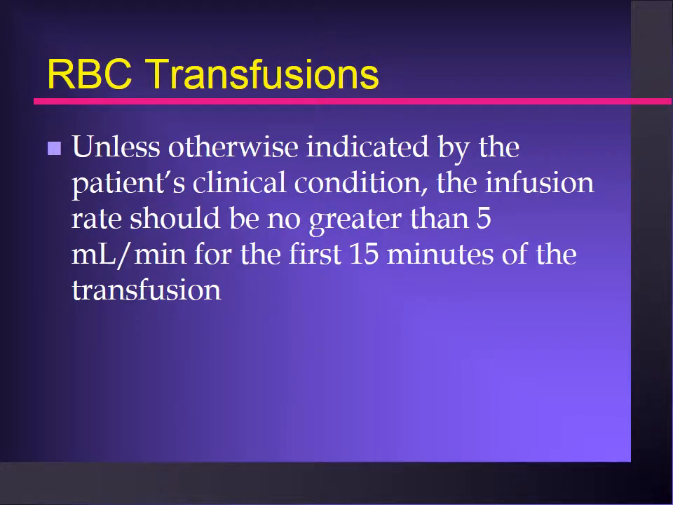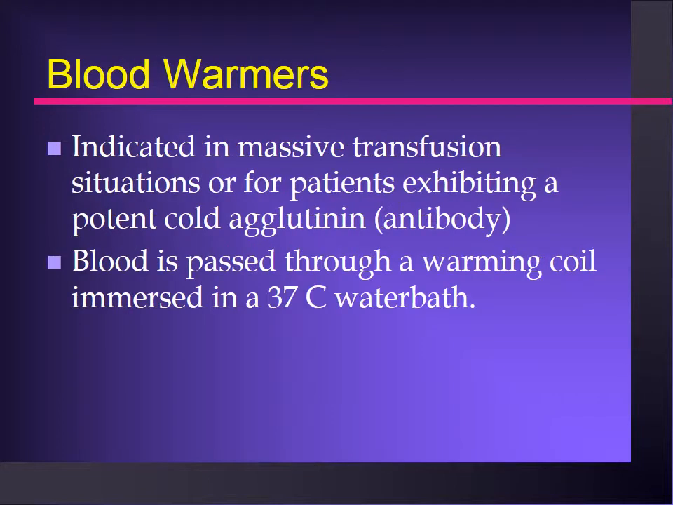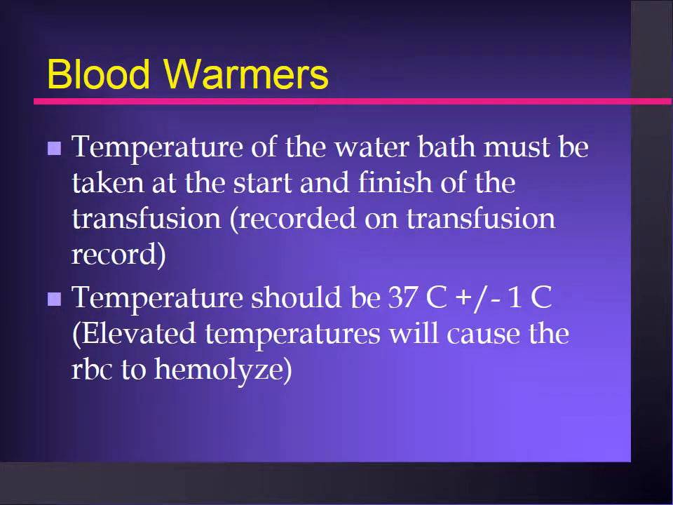Unless otherwise indicated by the patient's clinical condition, the infusion rate should be no greater than 5 mL per minute for the first 15 minutes of the transfusion. Blood warmers are used in massive transfusion situations or when patients exhibit cold agglutinin activity. Blood is passed through a warming coil immersed in a 37-degree water bath. The temperature of the water bath must be taken at the start and finish of the transfusion and recorded on the transfusion record. The temperature should be 37 degrees plus or minus 1. Elevated temperatures will cause the RBCs to hemolyze.